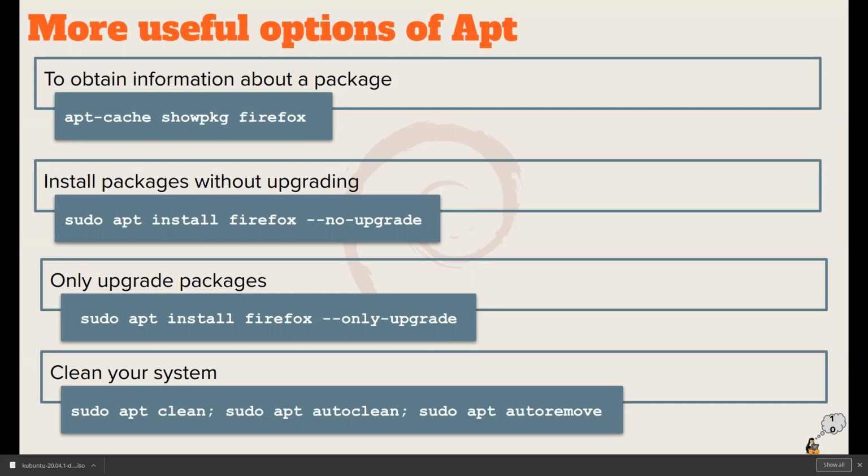Now, more useful options of the program apt. To obtain information about a package, you want to know more about it, right? Use the apt-cache show package command. Maybe you want to install the package, but you don't want to upgrade it. Right there: only upgrade packages. Only upgrade.